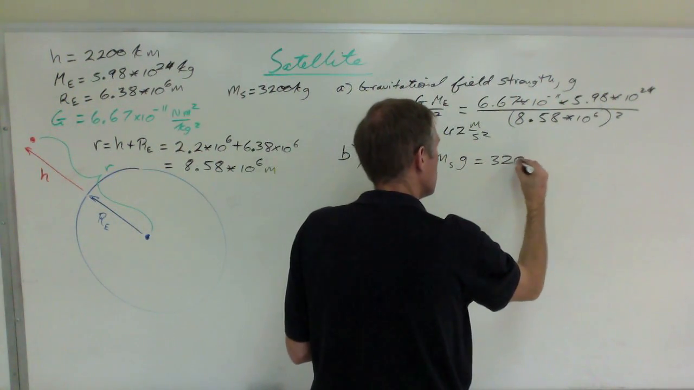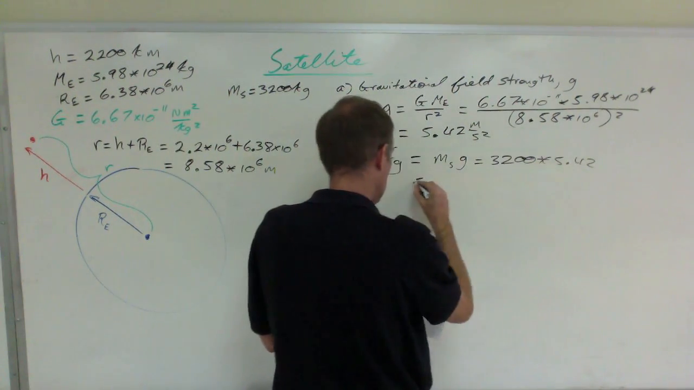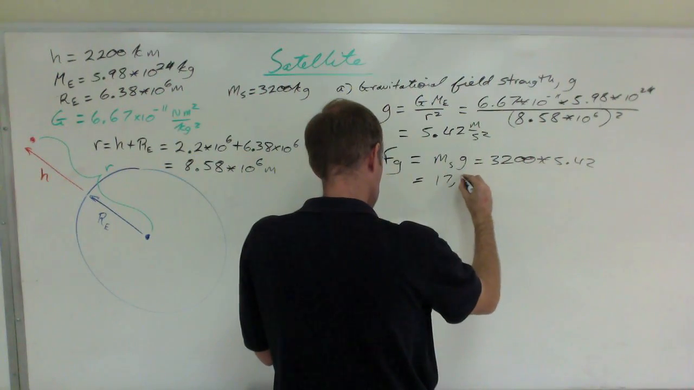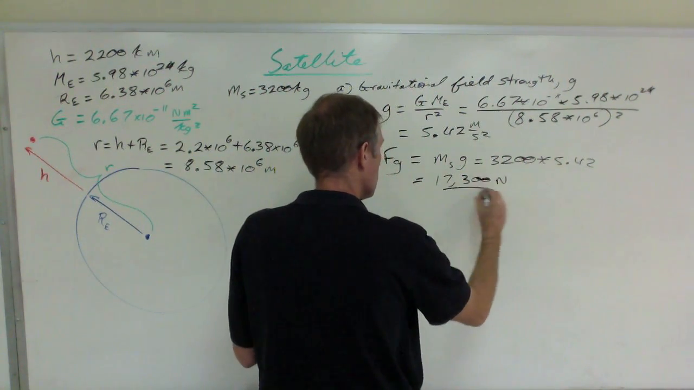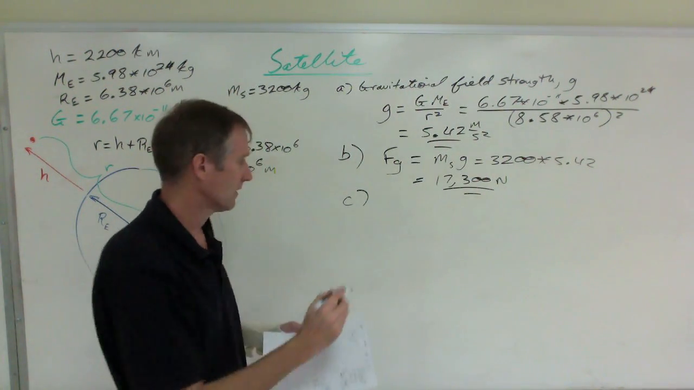That's 3,200 times 5.42, and it comes out to be 17,300 newtons. Part C, what's the speed of the satellite?